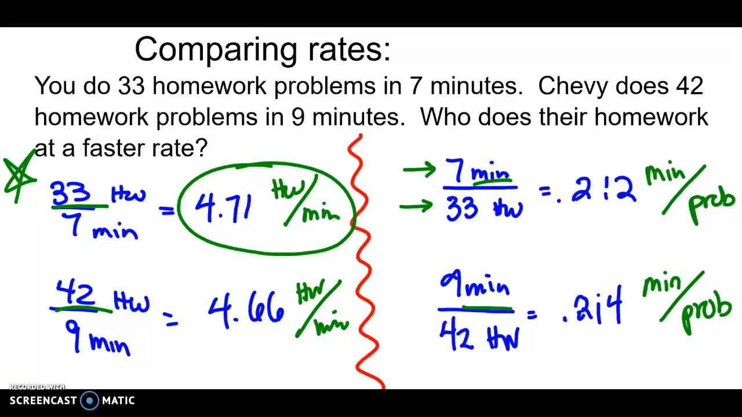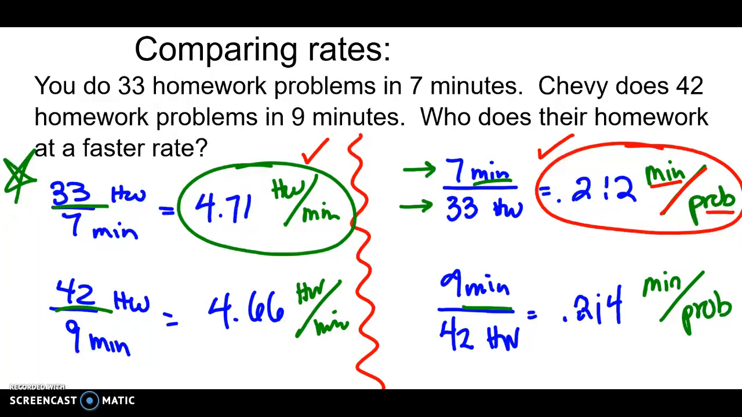So now if I want to compare these, I have to think through again, what did I find? And which one actually is going faster? Well, if you're going faster, would it take you more minutes to complete each problem or fewer minutes to complete each problem? Yeah, in this case, faster means less time for each problem. So this person, the smaller number, is going faster. Whatever answer you get, they should match. Either way you do it, you should get that you, the one who does 33 problems in 7 minutes, is faster.